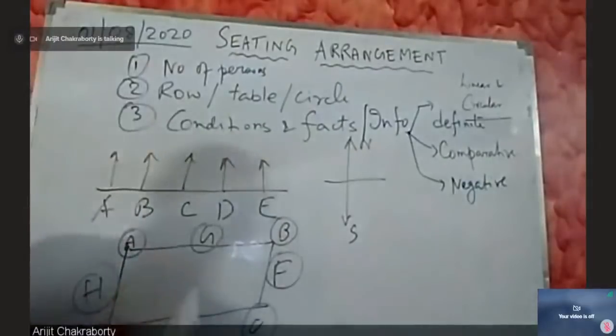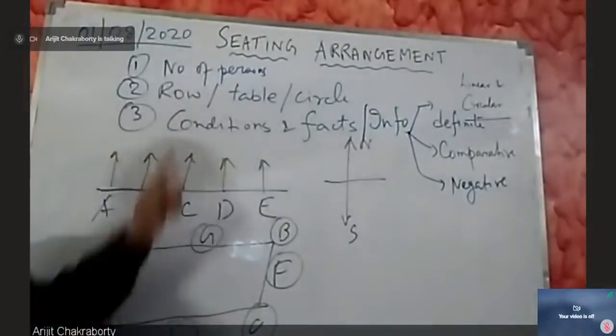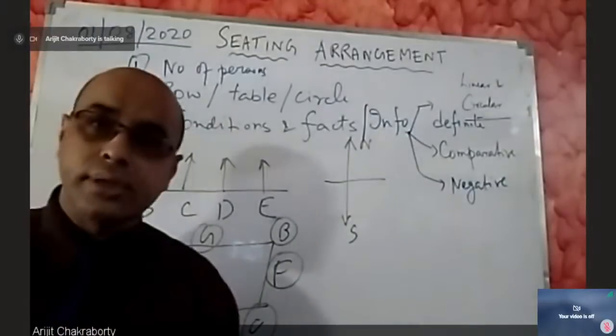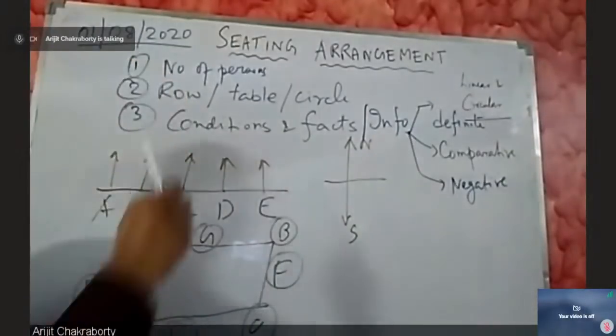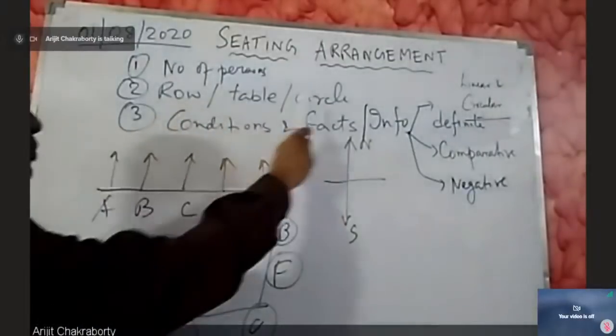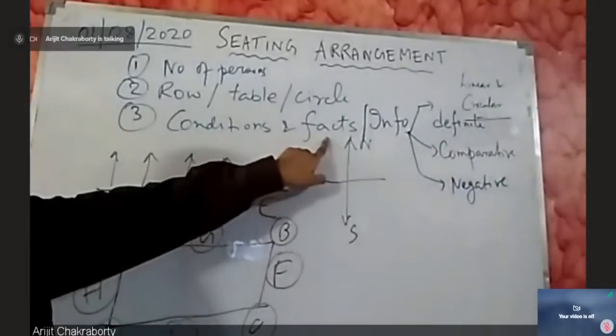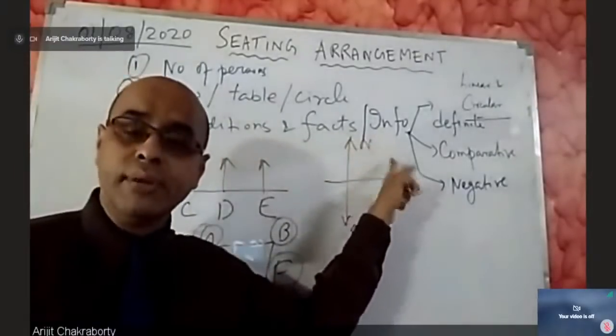So first point, look at the number of persons. Second is look at the pattern or look at the fashion in which they are made to sit. It can be a row, it can be a table, it can be a circle. The third point is please look at the facts and the information which is given.